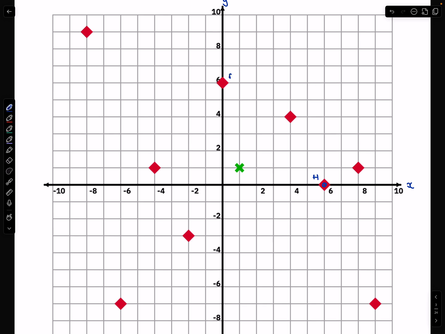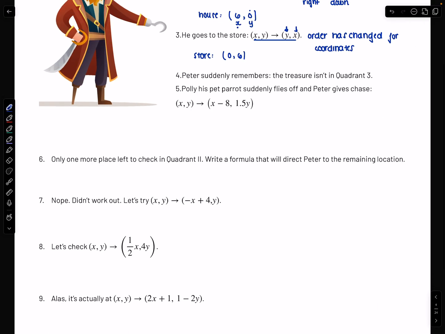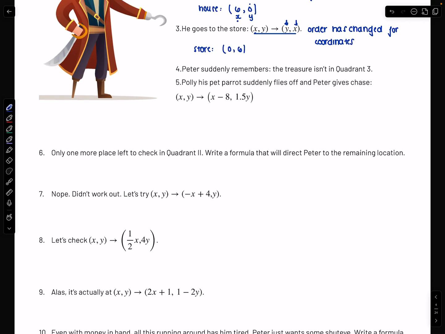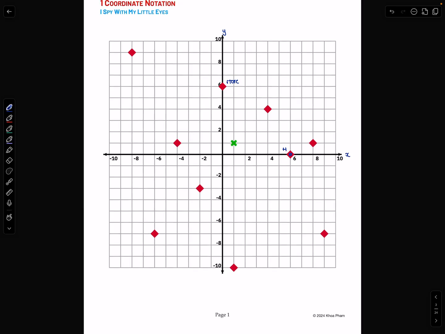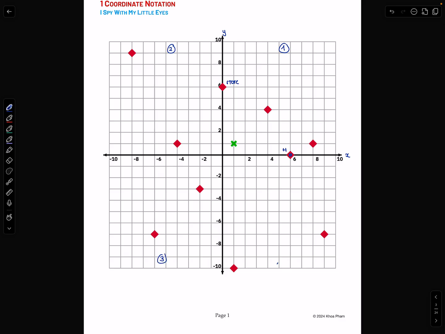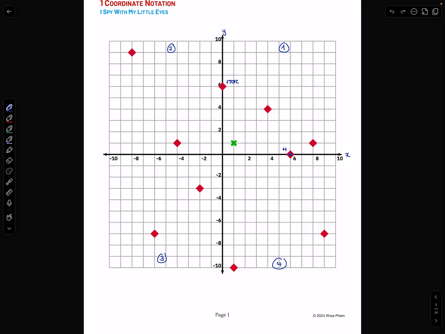So this here, let's just label them as the store. Pearson remembers the treasure isn't in quadrant 3. So we have 4 quadrants. This is quadrant 1. This is quadrant 2. This is quadrant 3. And this is quadrant 4. And it goes counterclockwise, so it goes against the order of the clock. And one more thing, this means if it's not in quadrant 3, it's not this point, nor is it that one. Okay.